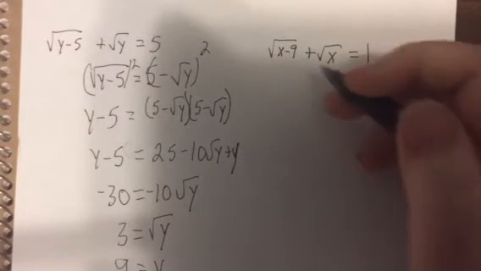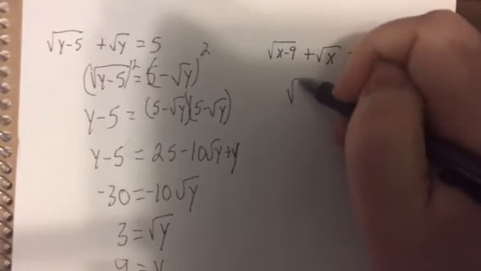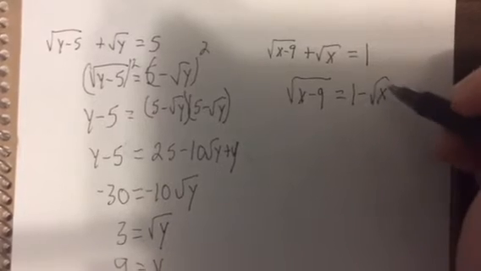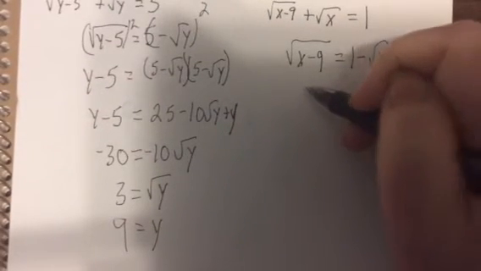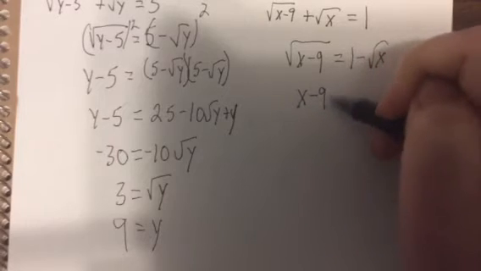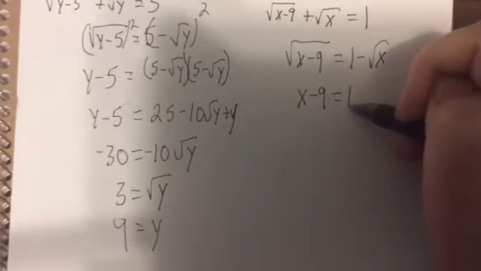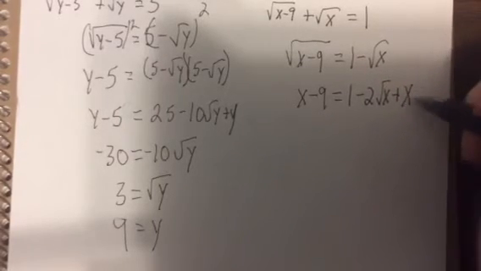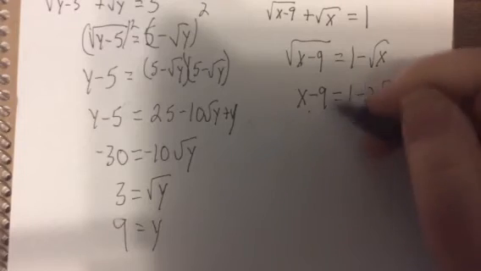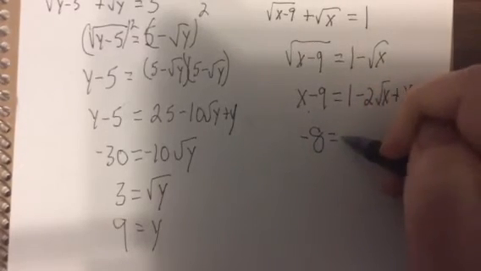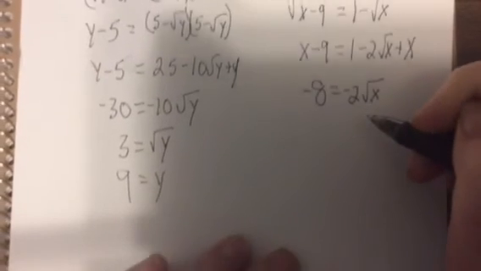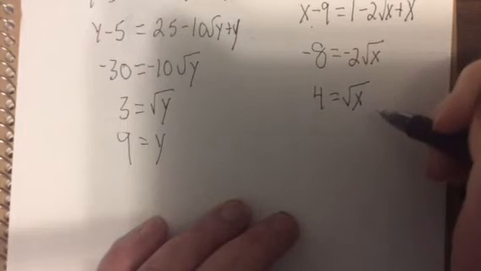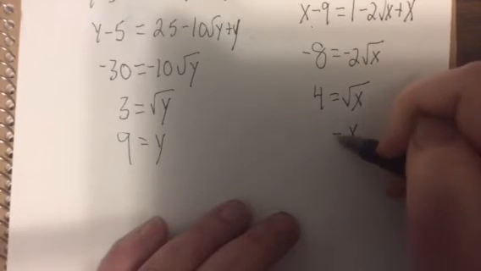Okay. So, I'm going to get this one by itself. Square root of x minus 9 equals 1 minus square root of x. Then I would square both sides, so this would be x minus 9. This would be 1 minus 2 square root of x plus x. The x cancels, subtract 1, so you got minus 8 equals negative 2 square root of x. Divide by negative 2, so 4 equals square root of x. So x equals 16.